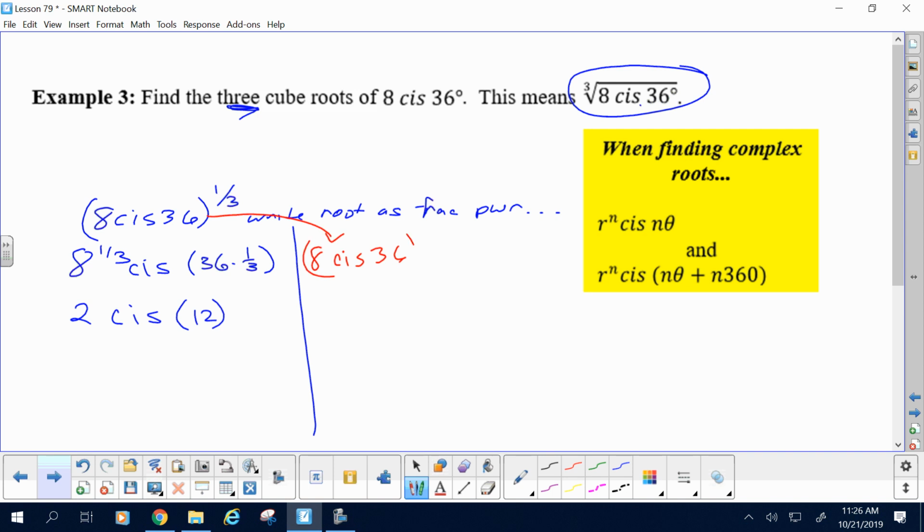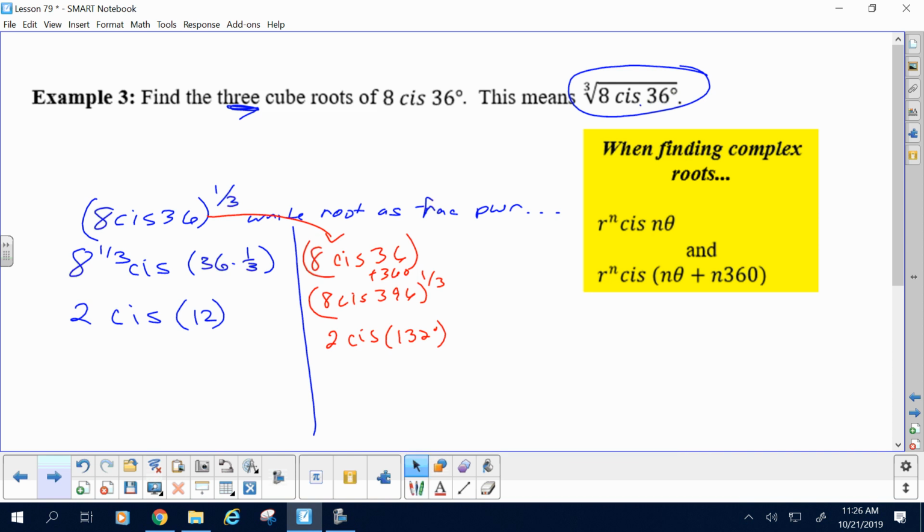Okay. Another is if you had, instead of 36, you had 396. So the original problem was 8 cosine of 36. If you went 360 around again, you would get 396. If you then cube rooted, you would get 2 cosine i sine. And what's 396 divided by 3, or times a third? 132.